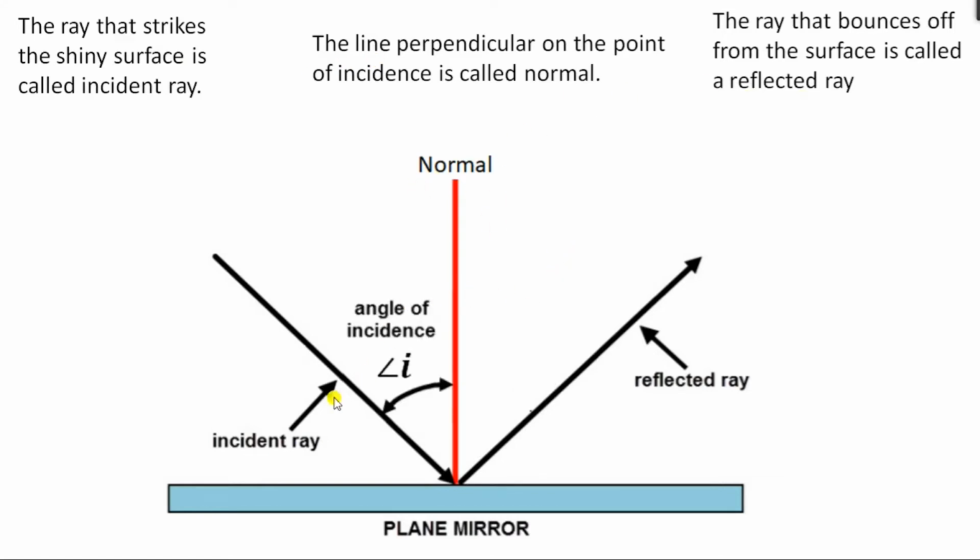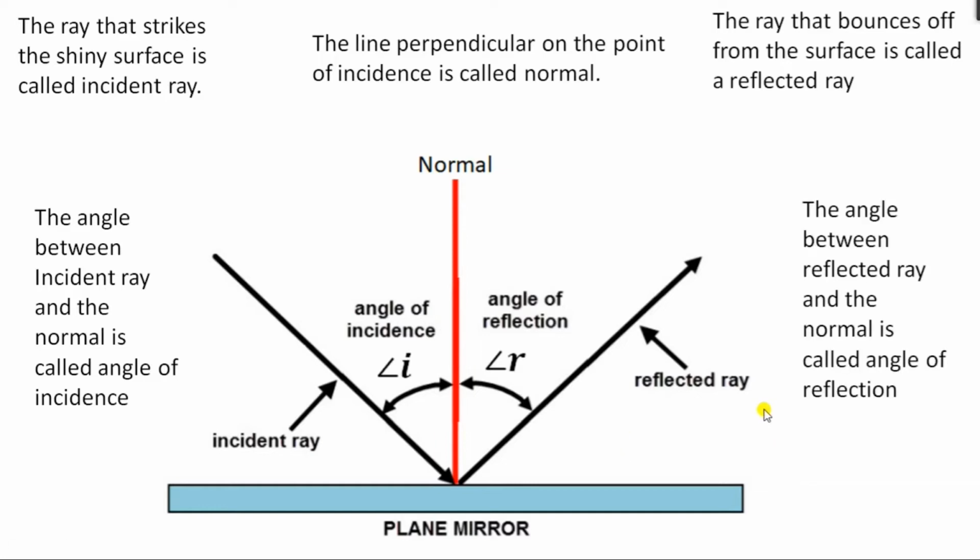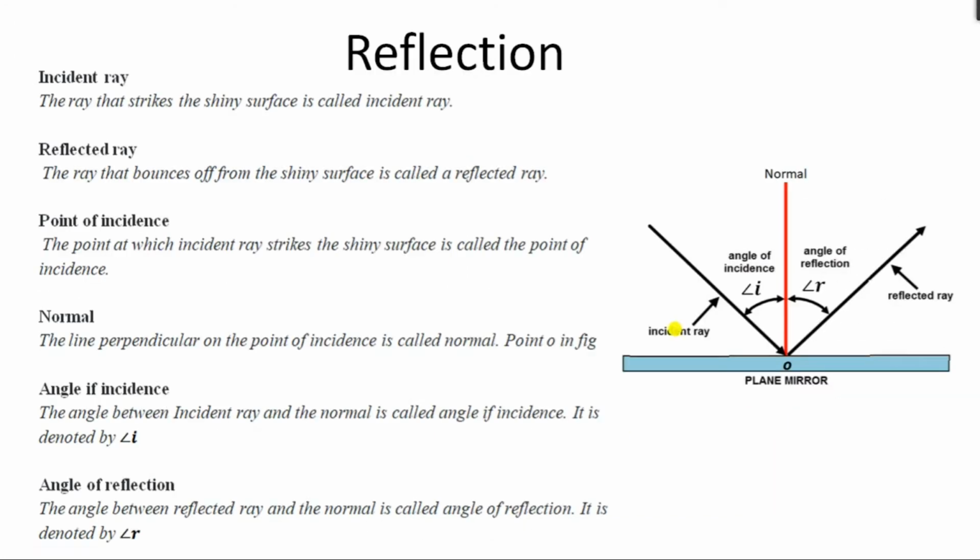Now the angle made by the incident ray with the normal is called the angle of incidence. So this angle, we don't take the angle between the incident ray and the mirror, we take the angle between the incident ray and the normal. And the angle of reflection is the angle made by the reflected ray with the normal. And these are the definitions, you can pause and copy.